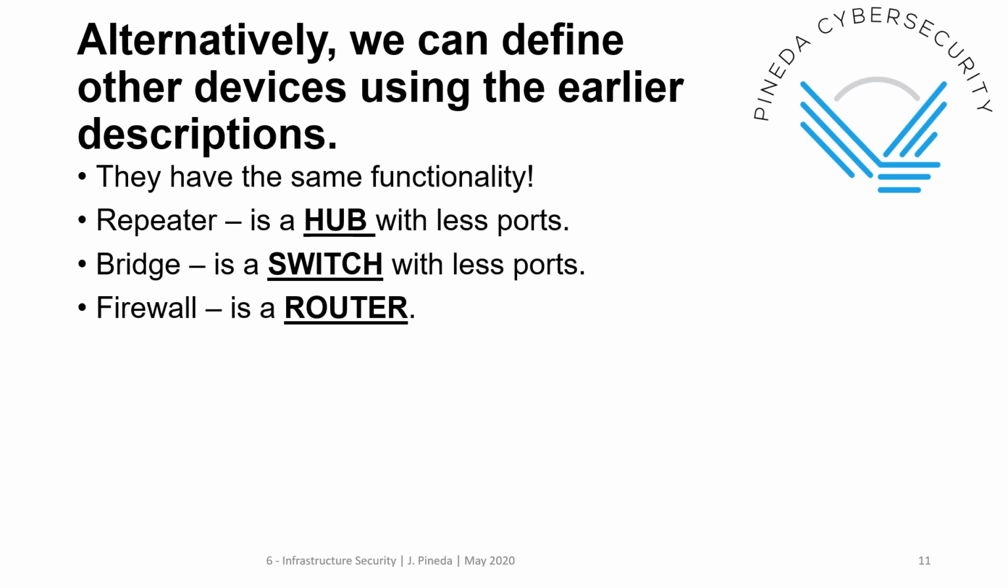And alternatively, we can define other devices using the earlier descriptions. So when we say repeater or network repeater, it's just a hub, but with fewer ports. When we say bridge, it is a switch with fewer ports. Okay. Usually, it just bridges the two networks. And a firewall is similar to a router. So they are both one device with one collision domain per interface and one broadcast domain per interface.